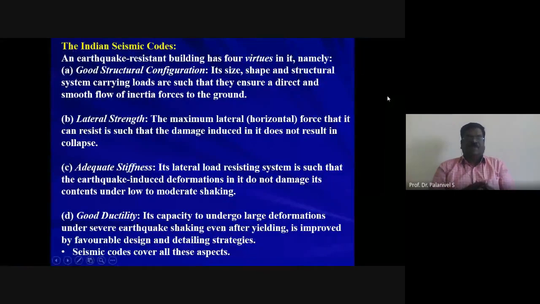Okay. Last class we discussed the Indian seismic codes: good structural configuration, lateral strength, adequate stiffness, good ductility. The IS seismic codes cover all these aspects. I told you in the last class. This was the last slide I discussed with you.